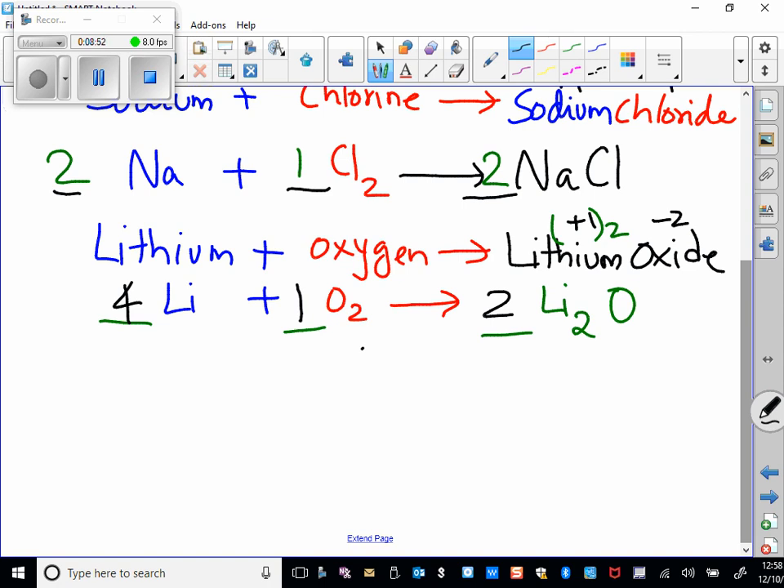Not only when it combines with a hydrocarbon. This can be classified as a synthesis reaction too. Remember, we are discussing synthesis reactions right now. All right, let's go to a decomposition reaction.